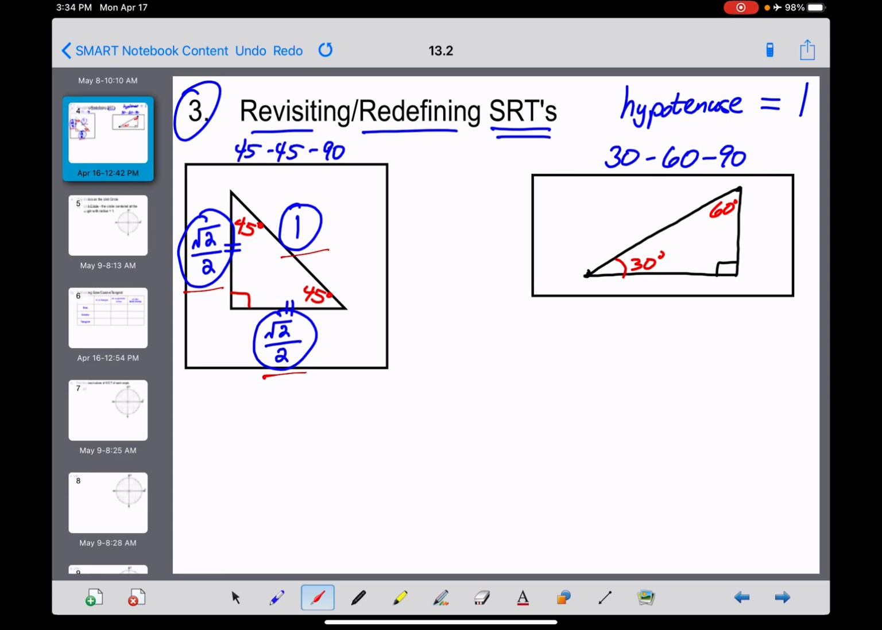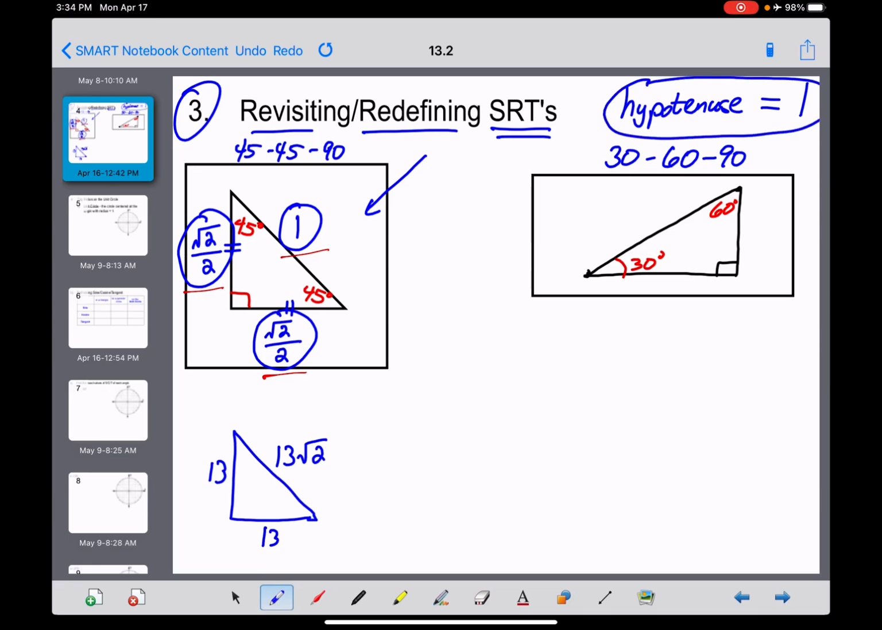Now, again, there's lots of 45, 45, 90s out there. It's still true, if you look back at a homework problem from the last section, that if this side over here was 13, this side would be 13, and this side would be 13 root 2. So not every 45, 45, 90 triangle in the world has these three side lengths, but when we're on the unit circle, the hypotenuse is going to equal 1, and that means these are the lengths of the two legs. So let's memorize that as quickly as we can.